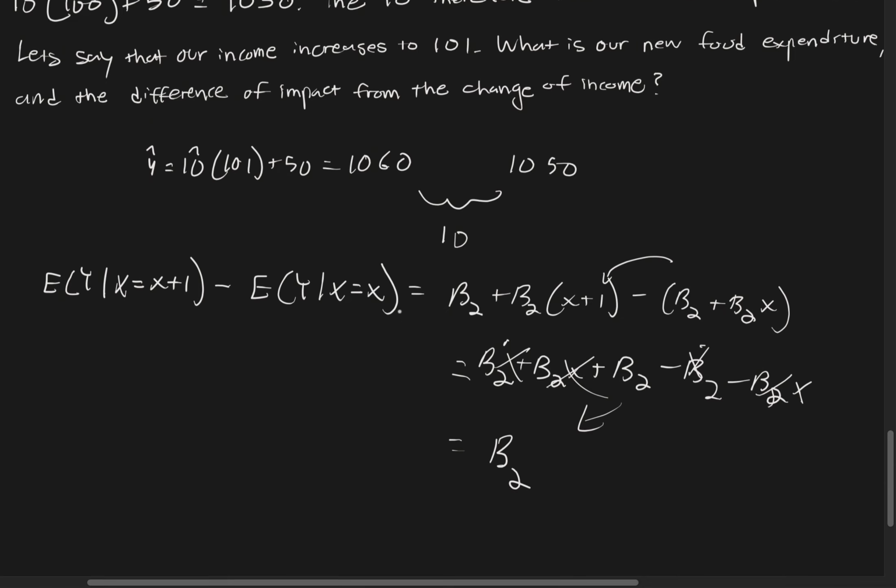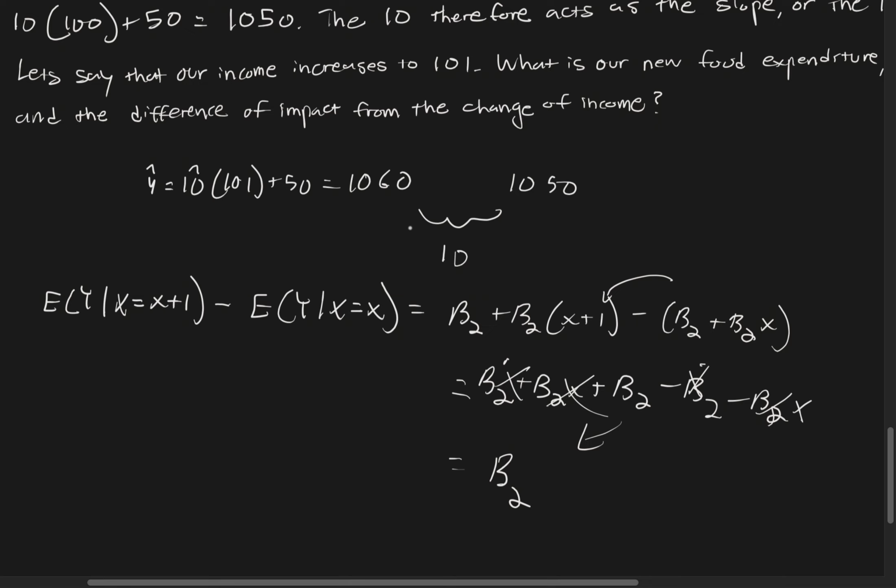And we can also say that for the difference, if our income decreases to 99, then our food expenditure in this case will also decrease by 10.